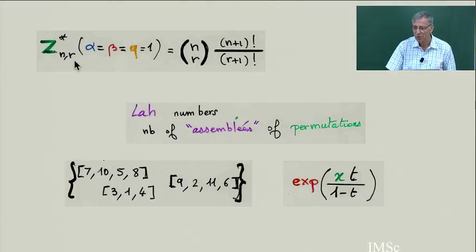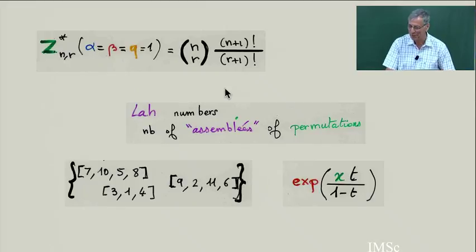This quantity for alpha equal beta equal Q equal 1 is exactly this formula, n choose r, factorial n plus 1 divided by factorial r plus 1. And this is a well-known number, the Lah number. In the first lecture, Suresh came to me and showed me some formula. I told him, but this is exactly the Lah number. I told him, wait for the last lecture, you will see them appearing.